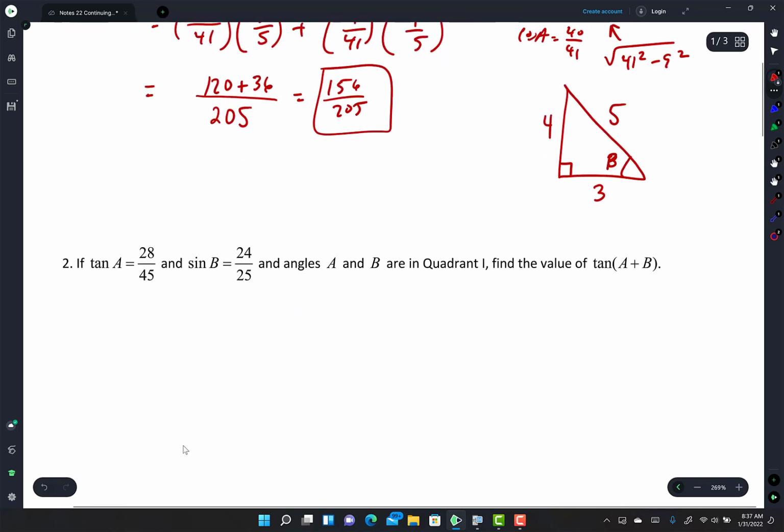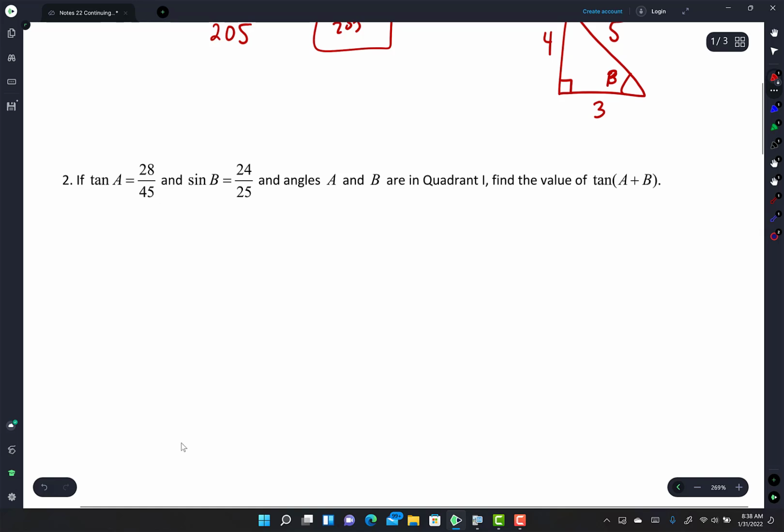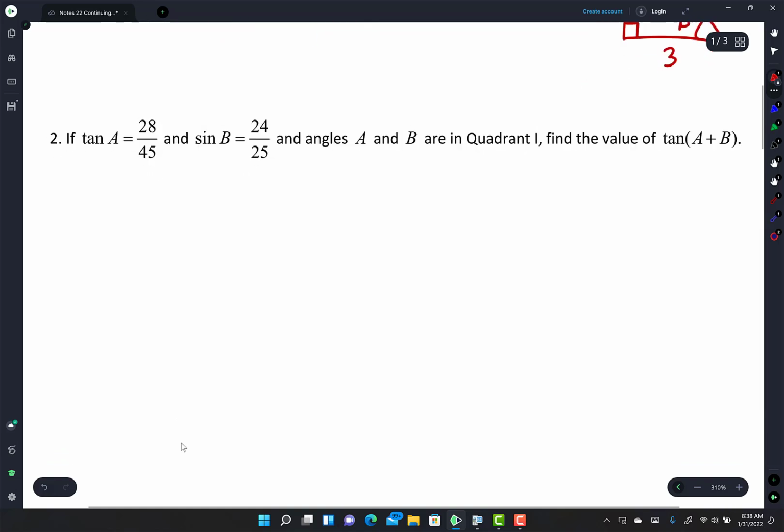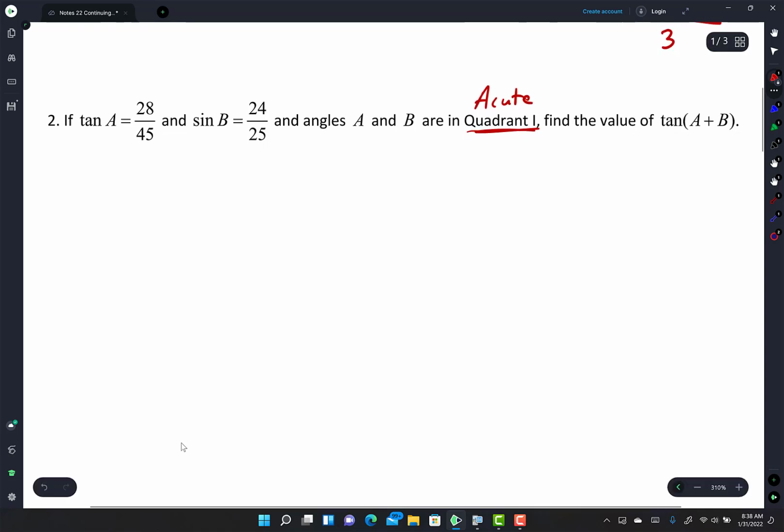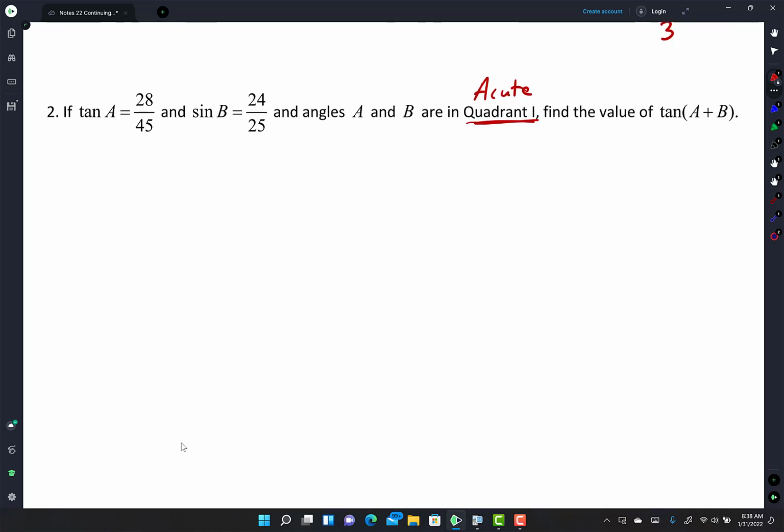It does get tougher, but I don't think these are super crazy. This one says, if tan A equals 28 over 45 and sine B equals 24 over 25, and angles A and B are in quadrant 1. Because they're in quadrant 1, both angles are acute. They're less than 90 degrees. So there's no thinking. They're all positive. You'll see right now, because in a little bit you're going to have to determine whether the angle is positive or negative. Find the value of tan(A + B).